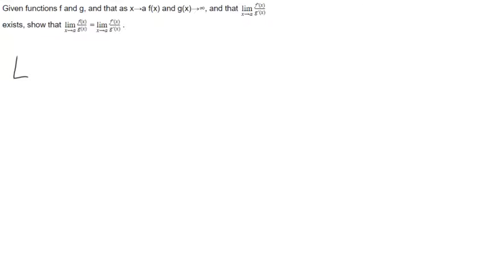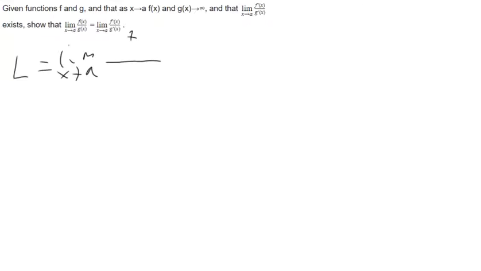I'm going to pick a variable, L, and assign it to be the limit as x goes to a of f of x over g of x. We have infinity over infinity. I don't know how to deal with infinity over infinity, but I do know how to deal with 0 over 0. So I'm just going to rewrite this a little bit.